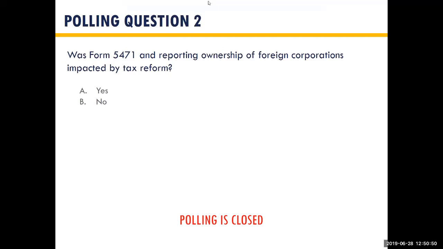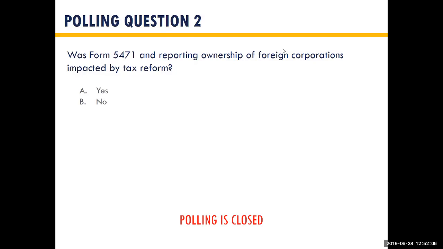Yes or no? I'll reemphasize that there's some tax planning around foreign corporations, so make sure that you reach out. We're happy to sit down with you and talk to you, see if that makes any sense. The answer to this obviously is yes. It was impacted significantly, and that was the majority that they answered. So we will move on to 3520 and 3520As.